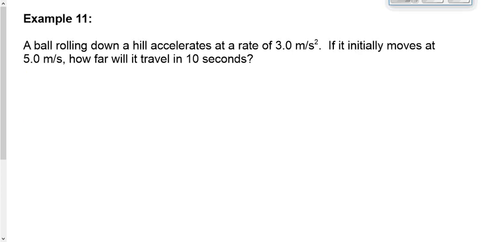Let's have a look at another example, all right? Example number 11 says a ball rolling down a hill accelerates at a rate of 3.0 meters per second squared. If it initially moves at 5.0 meters per second, how far is it going to travel in 10 seconds? Is this a group A or a group B problem, Sam? Yeah, it's a group B problem, right? Because it's accelerating, speeding up as it goes down the hill.